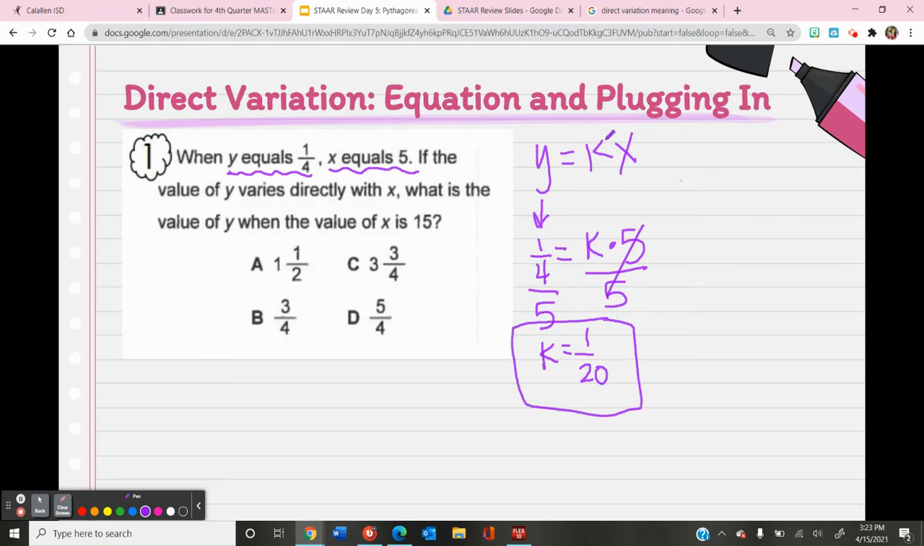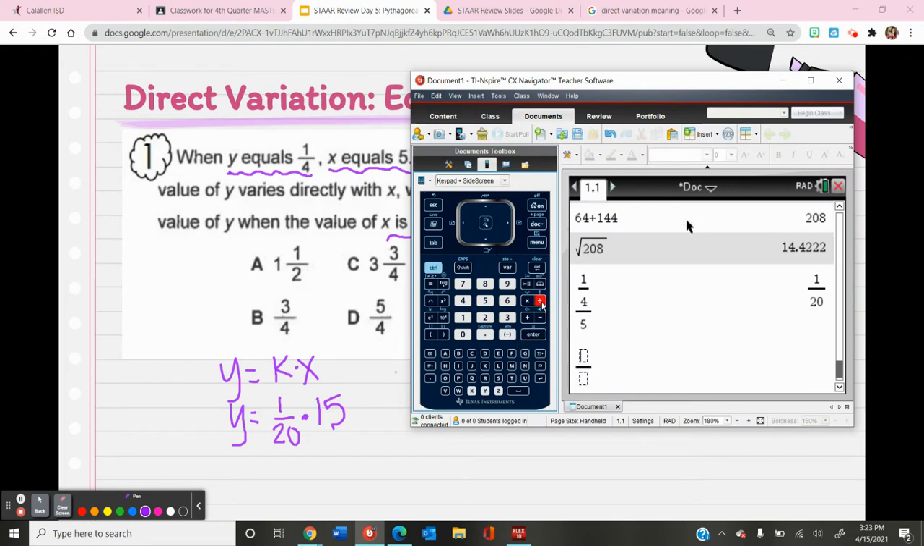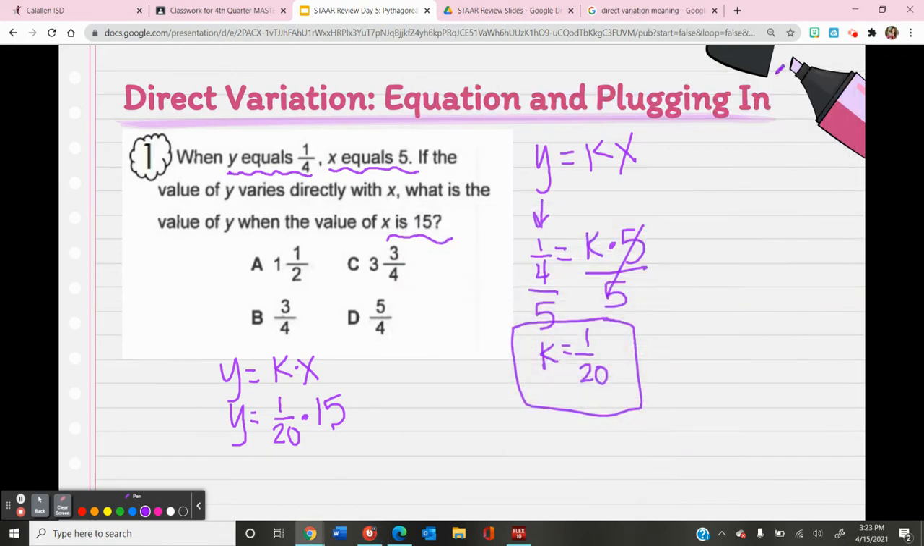Now that I have found this, I can plug this into my equation to find the value of y. So here, y equals kx, k times x. We are finding the value of y when our k value is 1 over 20, our constant of proportionality, and our x value is 15. So now I'm going to plug this in my calculator, control divide, 1 over 20, and then times 15. And here we have now gotten 3 over 4. So y equals 3 over 4 when x equals 15, which means B is my answer.